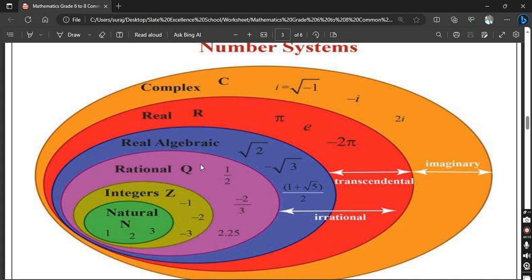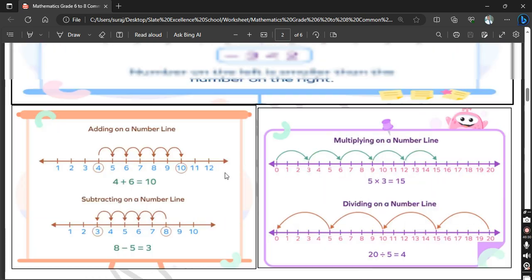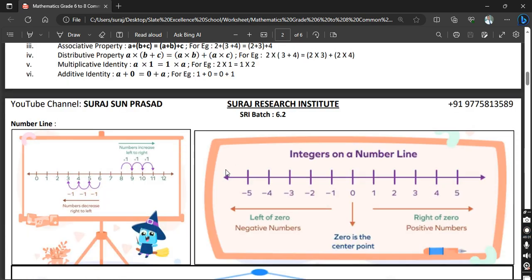Rational number means what? It is denoted by Q, that is represented in P by Q form, which means it should be in fraction. That also we will discuss in our later classes. Up to here understood? Okay, now let us move on to the addition of integers.